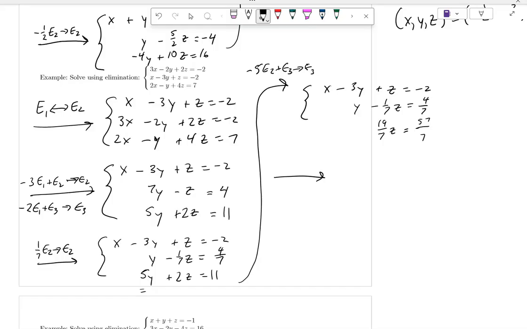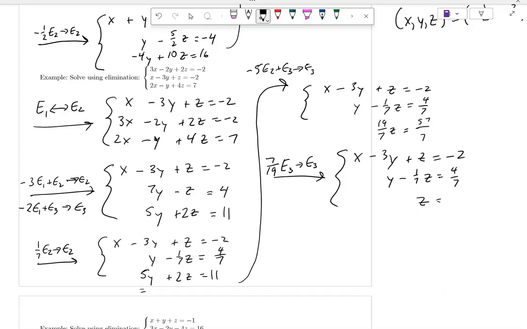Well, what did we do to get rid of the 7 earlier? We divided it, right? We need to divide by 19 sevenths. Dividing by a fraction is the same thing as multiply by the reciprocal. Good. We'll multiply by 7 over 19. And again, at this point, this is only changing the third equation. So the first two equations are staying the same. Multiplying by 7/19 makes the coefficient a 1.